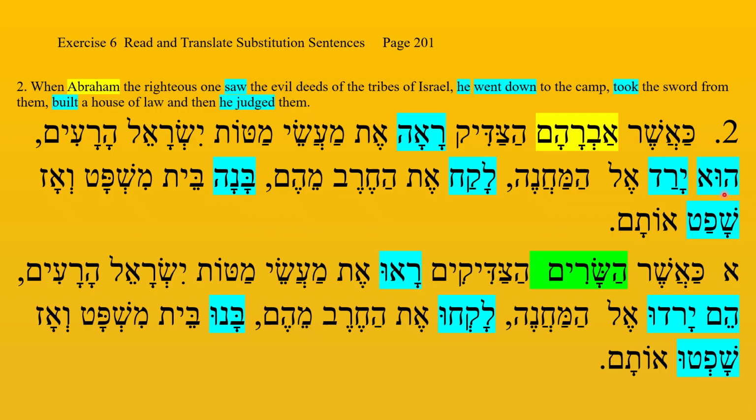So the correct translation, of course, is when Abraham, the righteous one, saw the evil deeds of the tribes of Israel, he went down to the camp, took the sword from them. Now, this is singular. You could translate sword also as plural. He took the swords from them, because that makes a little more sense, because you're dealing with a plural form here. He built a city of judgment or laws, and then he judged them. All right. So that was the difficult thing here, was just watch your adjectives. They may not always be in the right place. But if you just translate straight across, you'll figure it out. It may just take a little longer. But if you always glance across and see, however you need to do it, that's the way you do it.